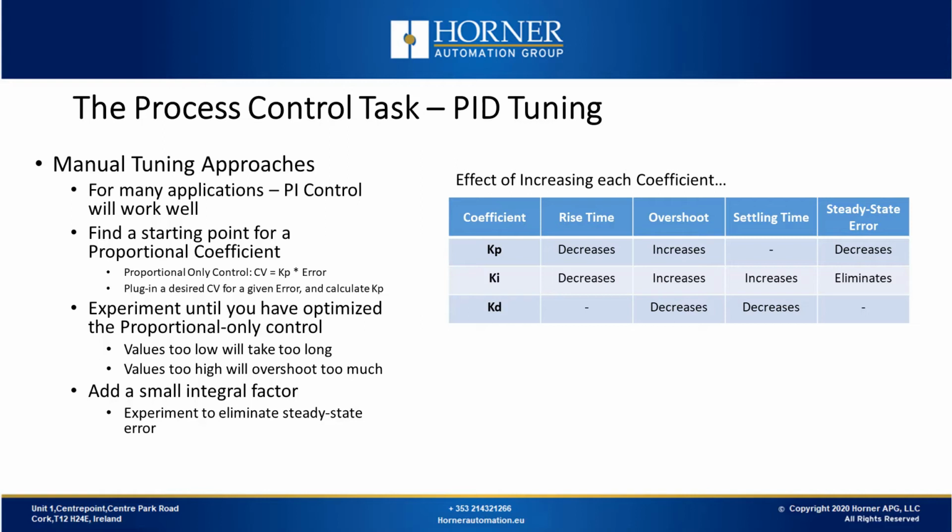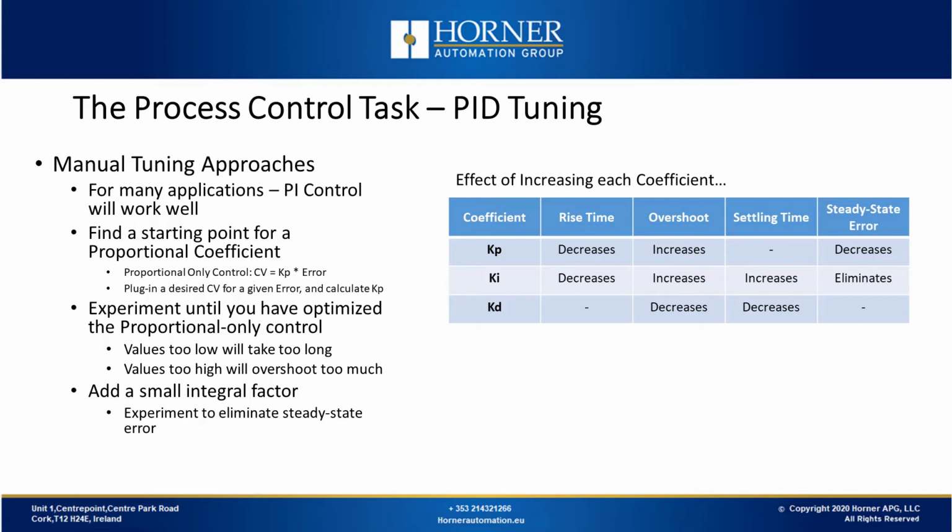The value of our control variable is going to be influenced by our proportional term Kp times our error. If you know the output level you'd like to have for a given error amount, you can calculate a starting point for Kp. Once you've come up with a starting point, you refine the proportional control. If your value is too low, it'll take you too long to get to your set point. If your value is too high, it'll overshoot too much. So you'll play with those gain values manually until you're happy with the response and the overshoot of your proportional control. Then you add a small integral factor.